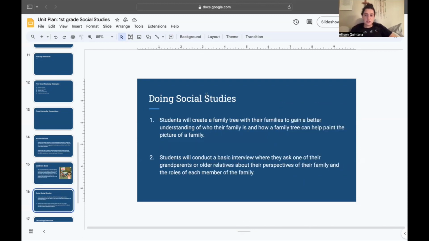Doing social studies, the students are creating a family tree with their families, and this will help them to understand better what a family is. And then they also will conduct a basic interview where they ask one of their grandparents or an older relative about perspectives of their family.